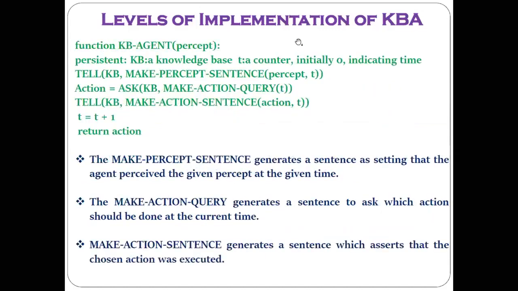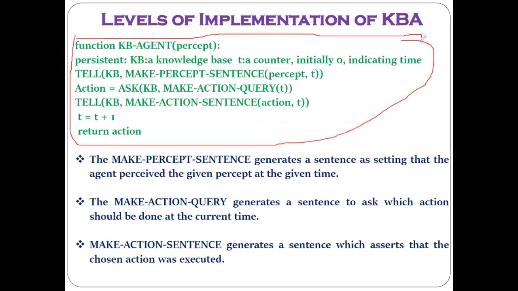Now here I have taken one example related to the same point. I have just represented what we discussed in another form. This is referred to as the pseudocode, the pseudocode for the things we have discussed. Our function is the knowledge-based agent. Here we have KB as the knowledge base variable, and T as a counter, which gives the idea of how much time is required to complete some action. Initially, T is set to 0. T indicates the time.